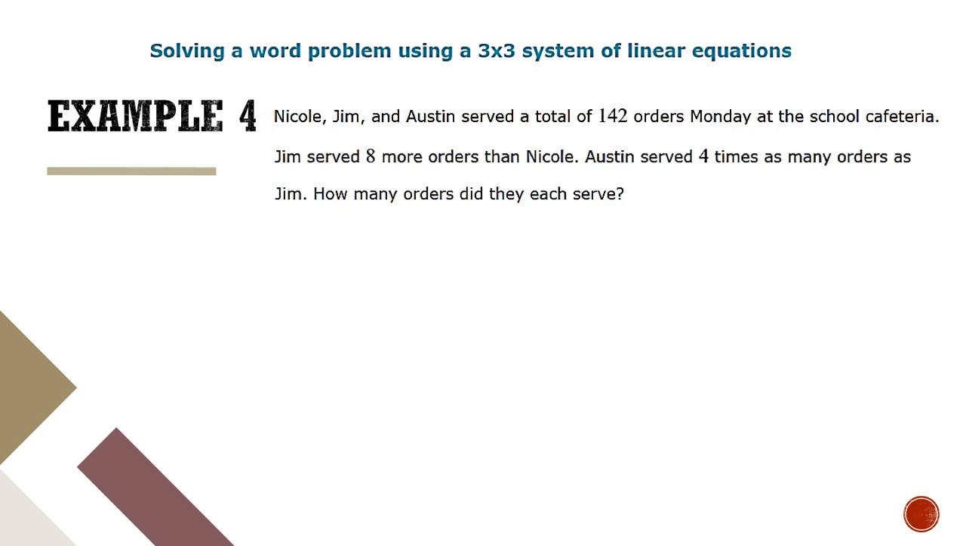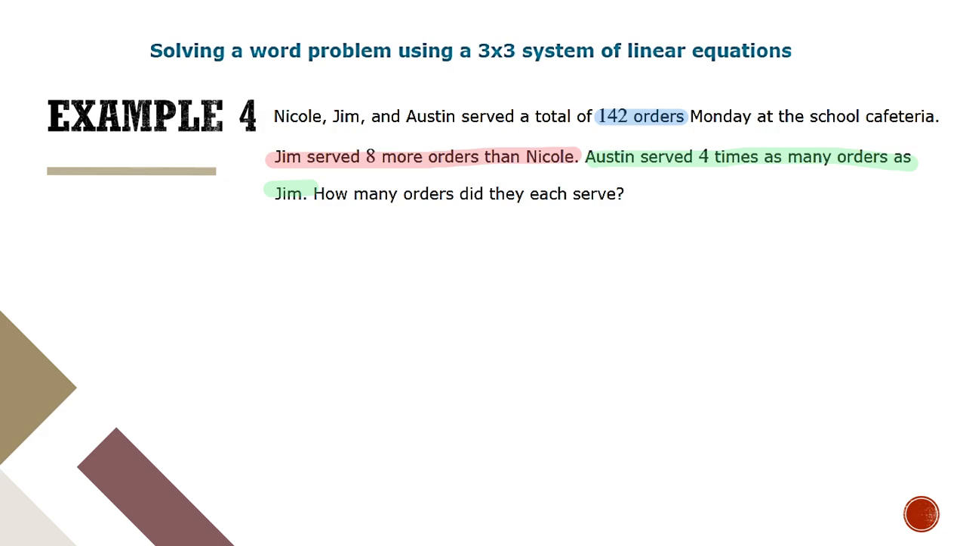So the problems that you'll probably see a bit more of, especially on your test or quiz, is actually doing a word problem involving a 3 by 3. So we have Nicole, Jim, and Austin who serve a total of 142 orders Monday at the school cafeteria. Jim served 8 more orders than Nicole. Austin served 4 times as many orders as Jim. So how many orders did each of them serve?